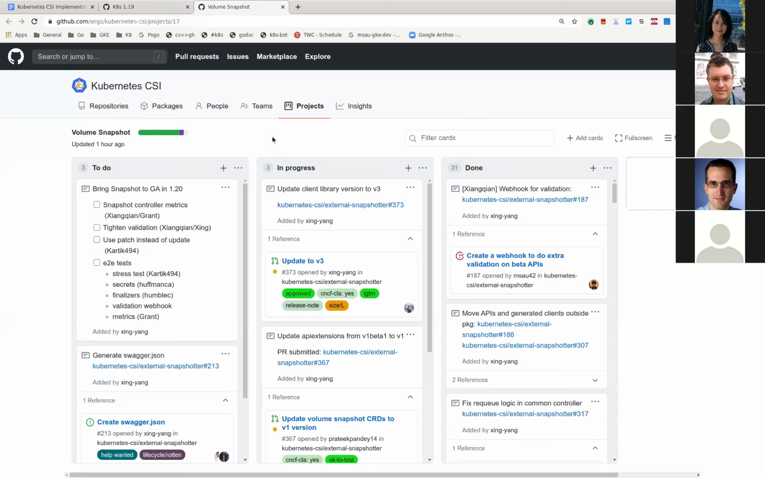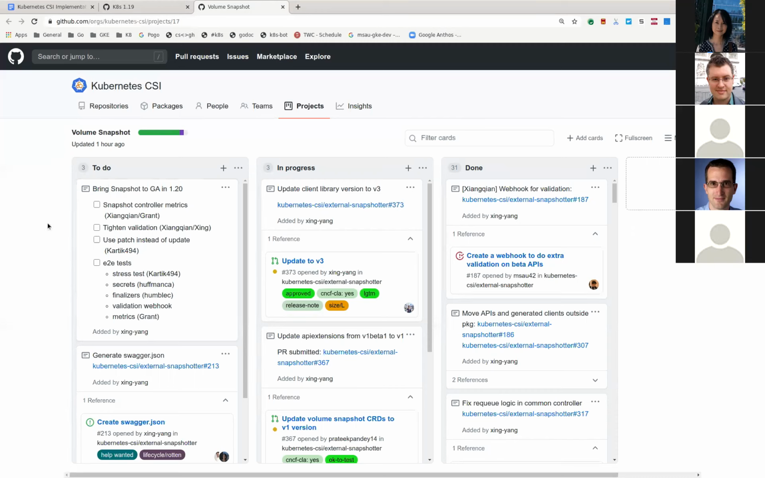Okay. Maybe we can talk about this offline. But maybe it's possible there is some overlap, because writing a stress test that can operate against any plugin means that we should be able to run it against the mock driver or host path driver. So it should be possible.